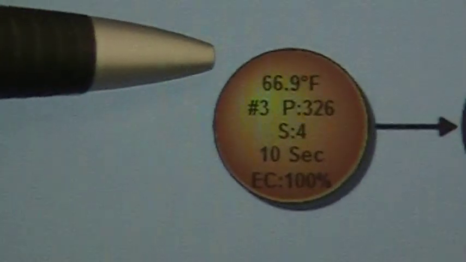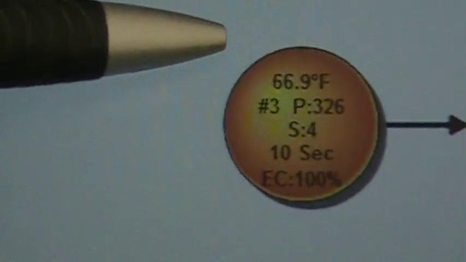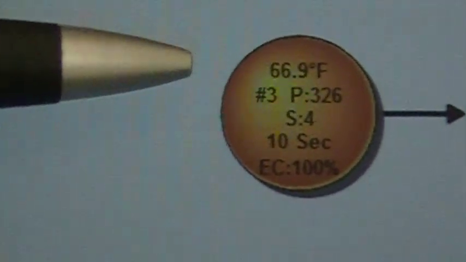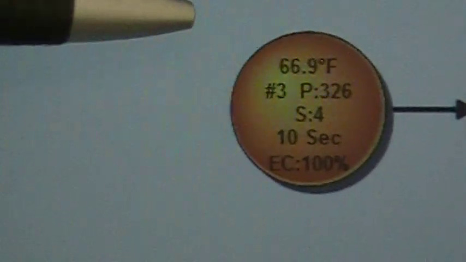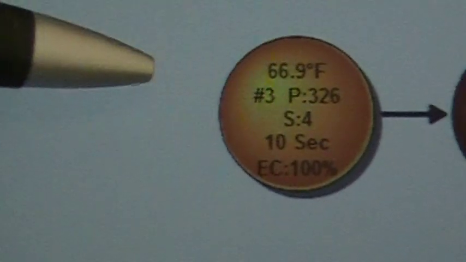You can see here that we're reporting temperature, so this is a wireless temperature sensor network. It's 66.9 degrees in here, in good Minnesota fashion. We're saving energy and it's chilly, but we're tough. We can deal with it.